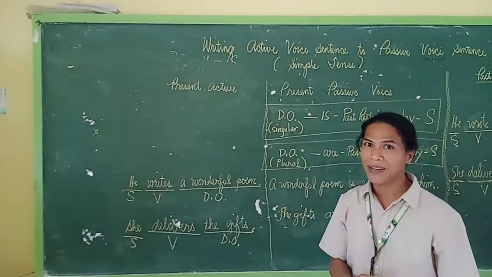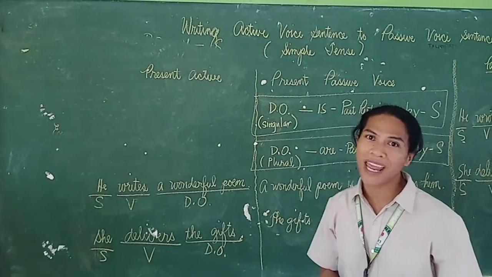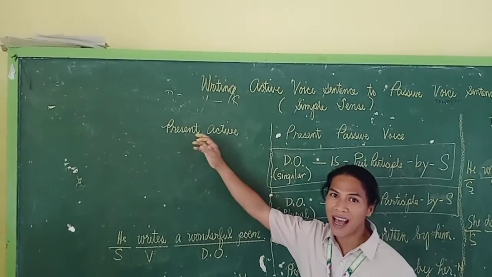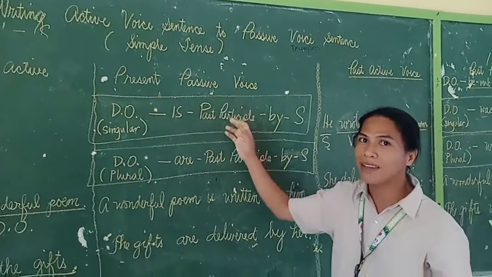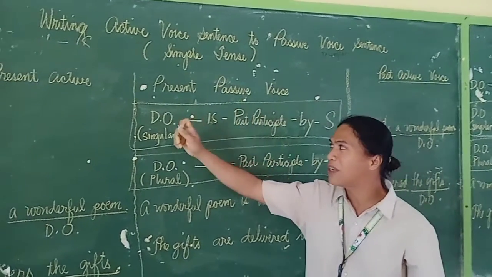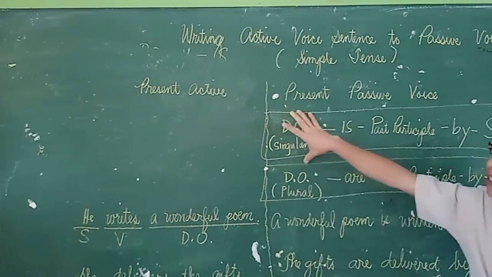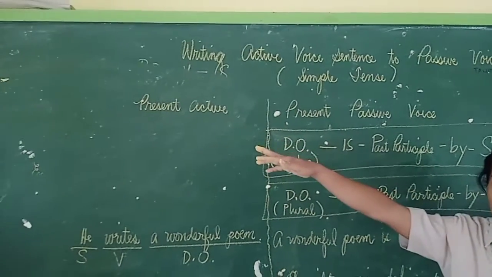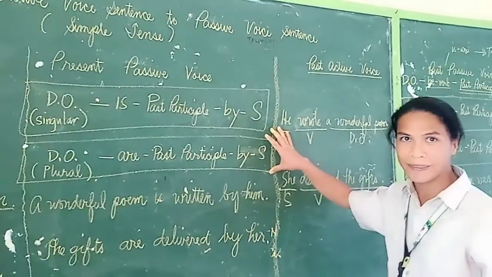In short, our lesson about writing active voice sentence to passive voice in the simple tense. So, if your sentence is in the present active voice, you have to use the following sentence patterns writing that to present passive voice. Again, careful with your direct object from the present active voice. If it is singular, use this pattern. If your direct object from the present active voice is plural, use this pattern.